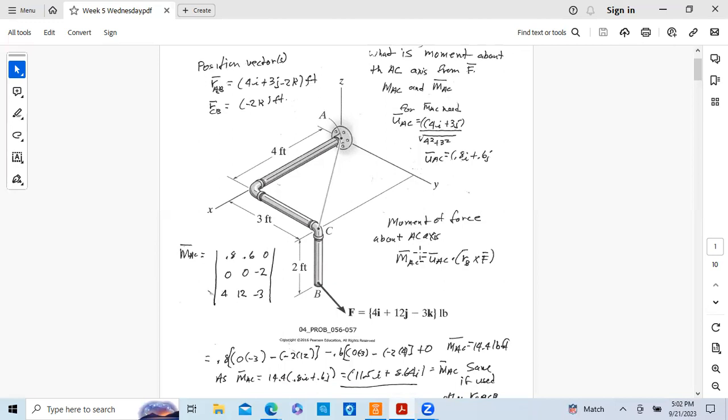So the moment of a force about this axis is the unit vector dot RB cross F. We can set this up in a 3x3. The first row is the ijk. In this case, it's the unit vector. If we were in space, say taking it about the origin, we'd use just ijk. In this case, the unit vector is the one we calculated. So this first row is the I, the J, the K. So it's 0.8, 0.6, 0.